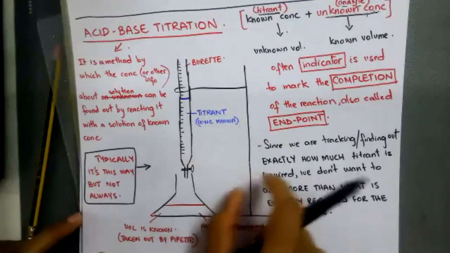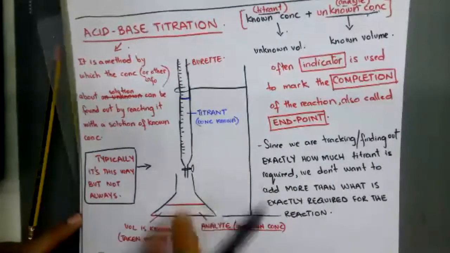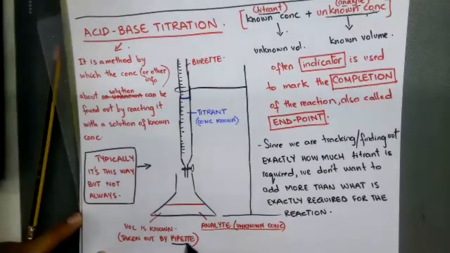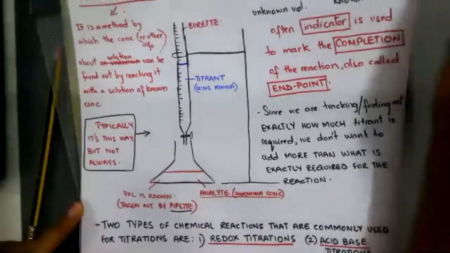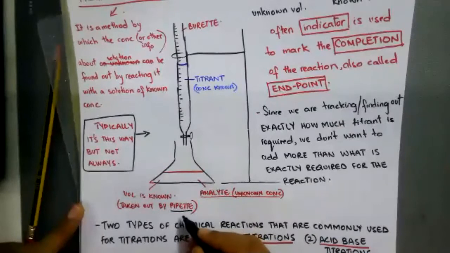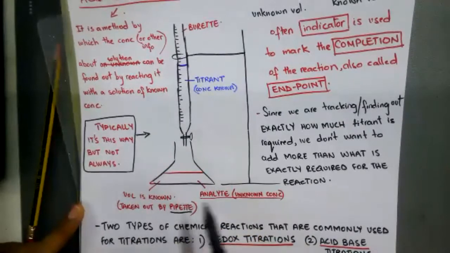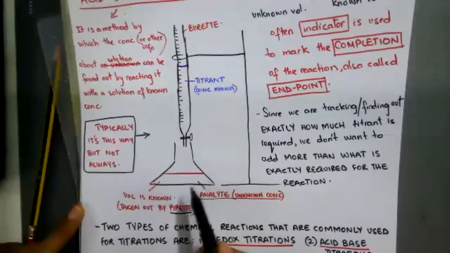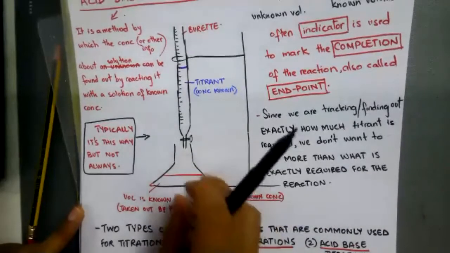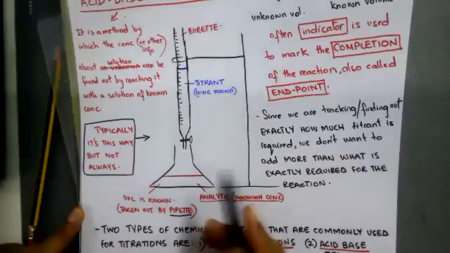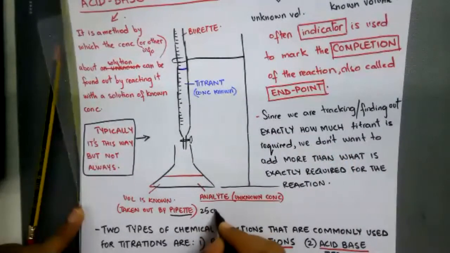We know its volume. We take out a particular volume with the help of a pipette. I hope you know what a pipette is and what a pipette looks like. I have shown it in one of my previous classes. So with the help of a pipette, we take out a predetermined volume. Usually we use 25 cm cube.